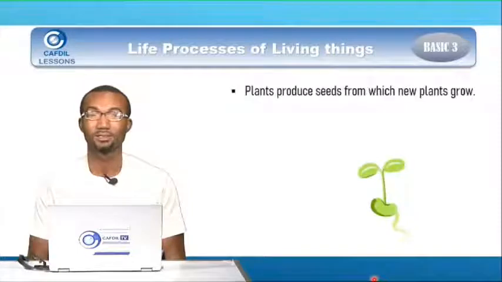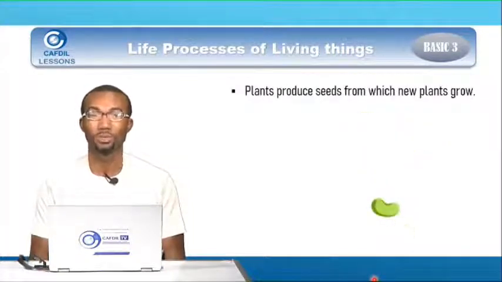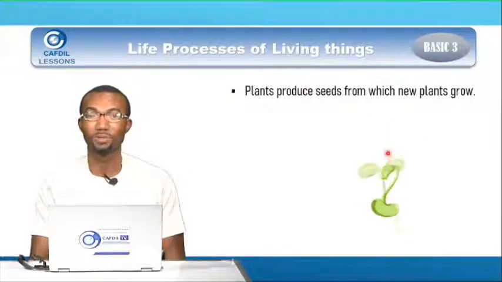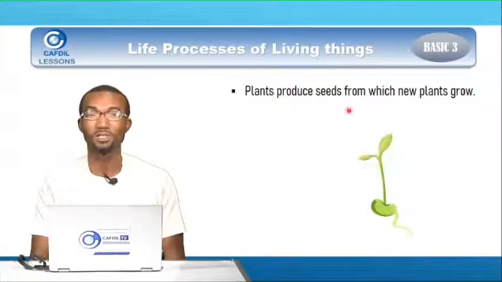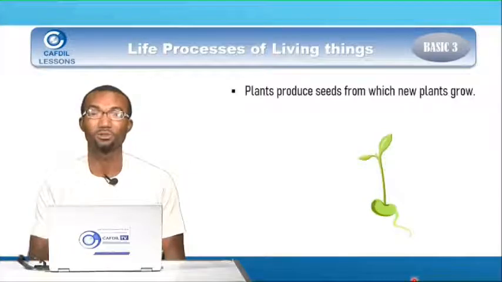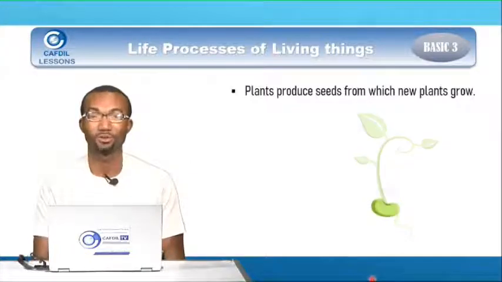Let's look at plants. Plants produce seeds from which new plants grow. If you look at this bean, it is also growing. This bean was planted, had roots, and started growing. And they will grow into new plants. They will bear fruit, and we can plant it again using the seeds. So plants also reproduce to get young ones.